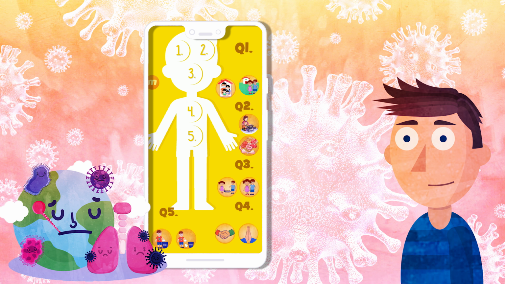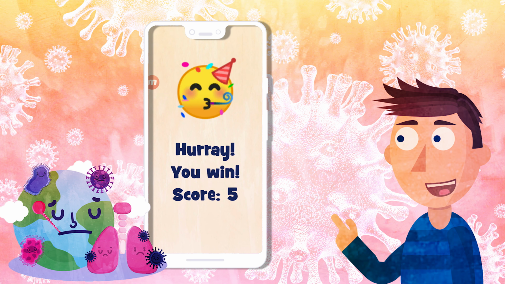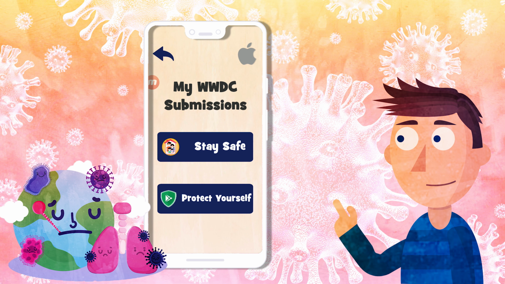Now let's have a look at the second game. Protect yourself. As we can see here, we have 5 questions to answer. Every question has 2 options. Drag and drop the correct option onto the question bubble on the syllabus. Answer all of them correctly to win the game. Hooray, you win. My score is 5 and let's go back.